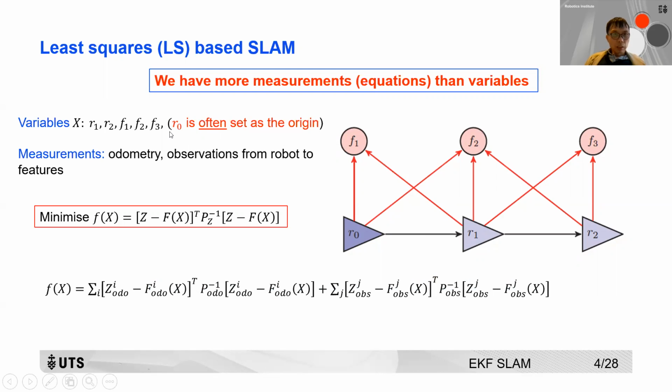I highlighted here that R0 is often set as the origin, but as you probably understand from Liang's talk, we don't have to choose R0 as the origin. We can choose another pose, for example R2, as the origin, or we can choose a coordinate frame decided by 2 features. So there are many other ways. But in any case, the information is odometry and the feature observations. And once the variables are decided, we can formulate it as a least square problem.